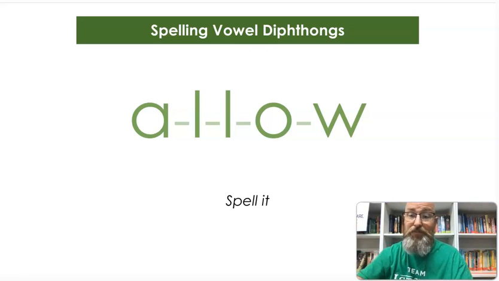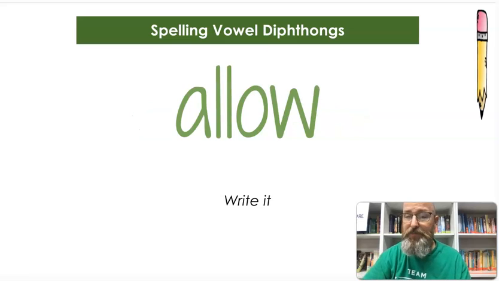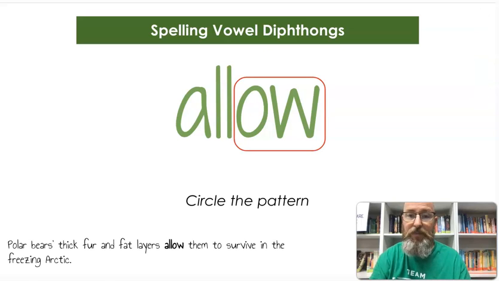A-L-L-O-W. Allow. And let's write it. A-L-L-O-W. Circle that ow at the end. O-W. Polar bears' thick fur and fat layers allow them to survive in the freezing Arctic.